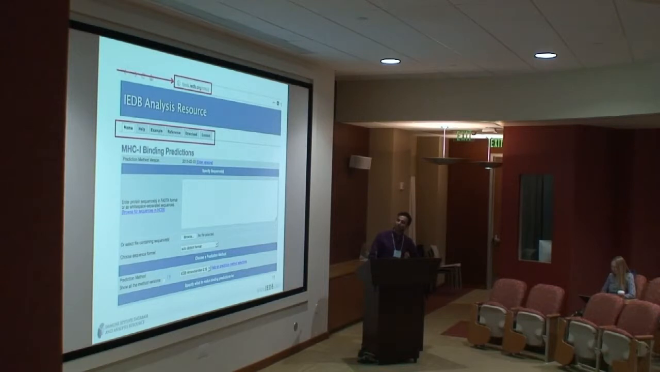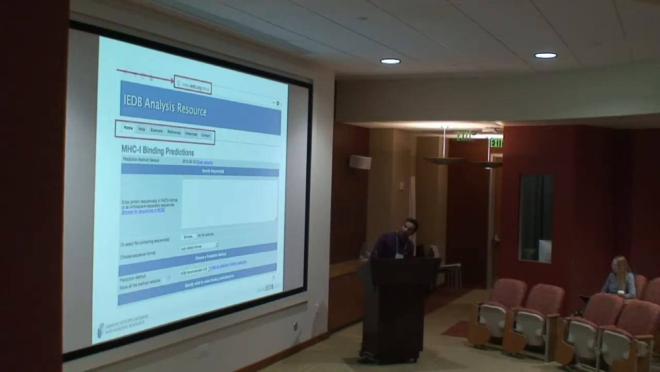Once you go to that tool, you will have this page, and this page is consistent with all our tools. On the top, we have different tabs such as home, help, or different example sequences. On the bottom, we have the tool input sequences, where you can provide your input, and here you can select different methods. This page will be consistent with all the other tools.